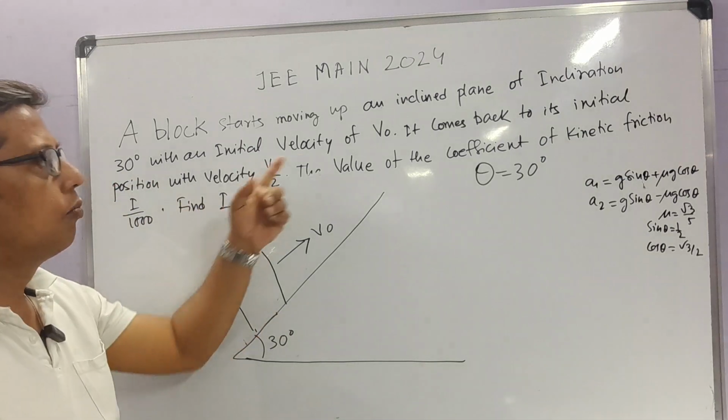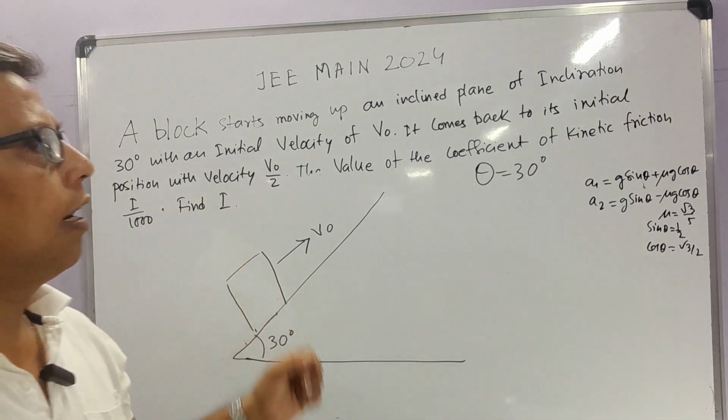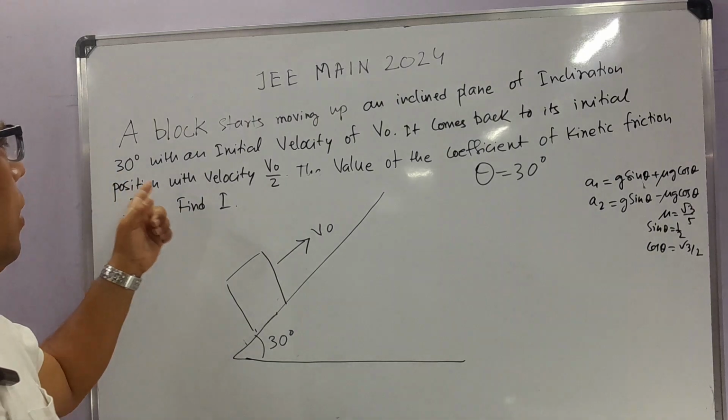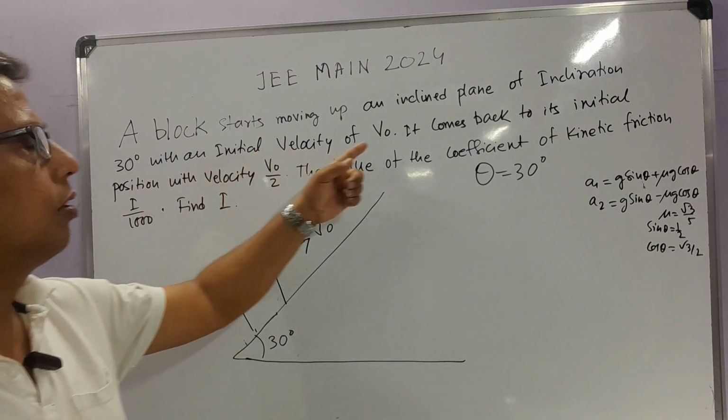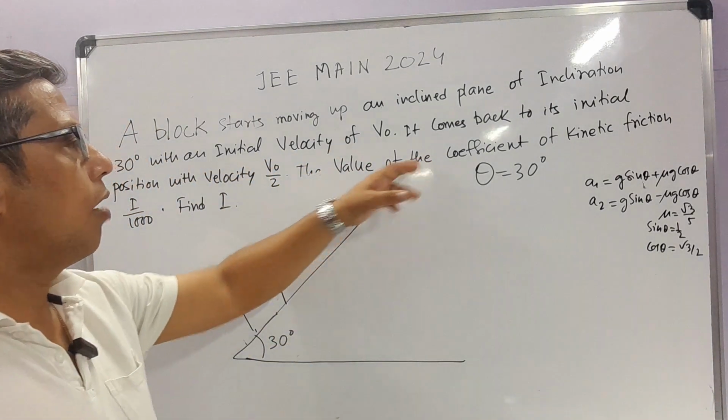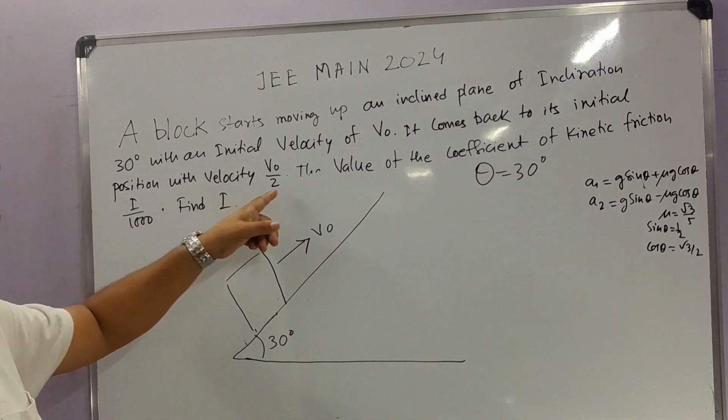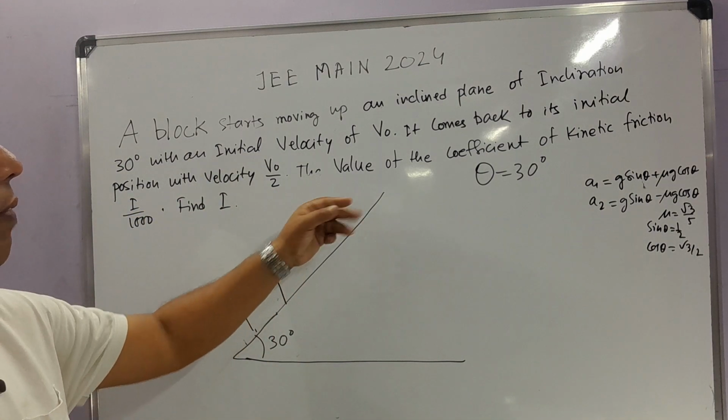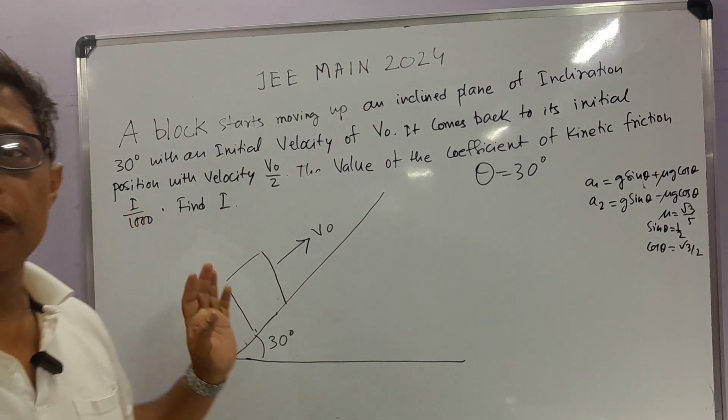A block starts moving up an inclined plane of inclination 30 degrees with an initial velocity of v0, and it comes back with the velocity v0 by 2. Find the value of the coefficient of kinetic friction.